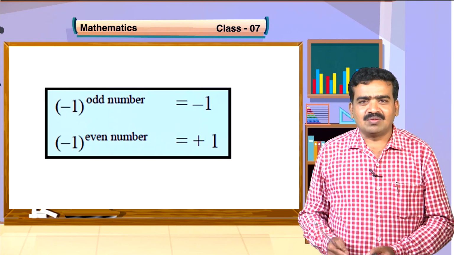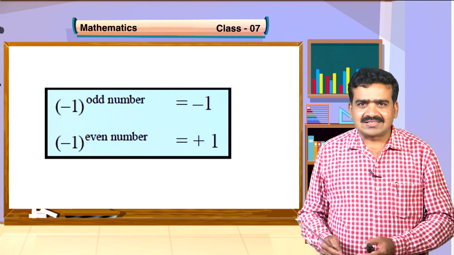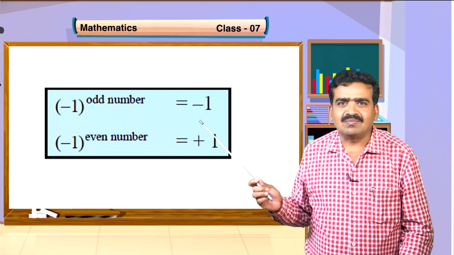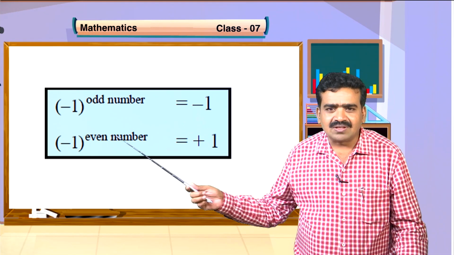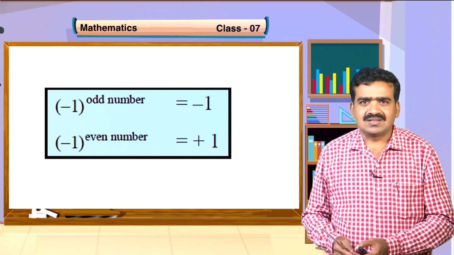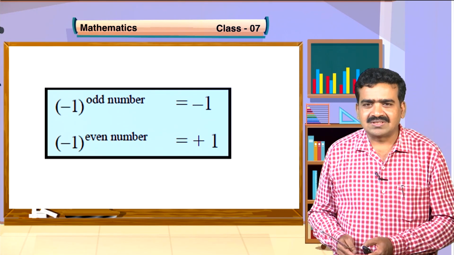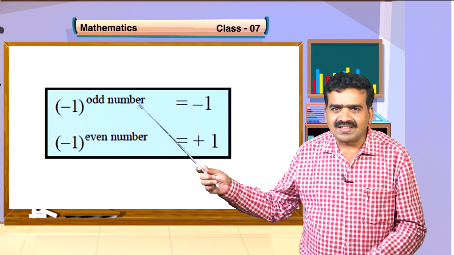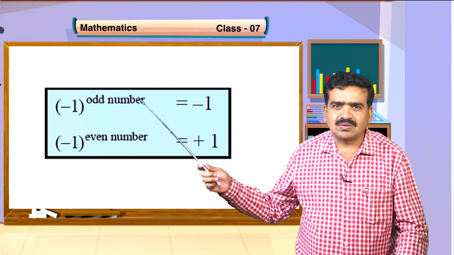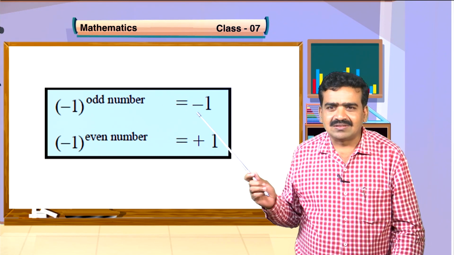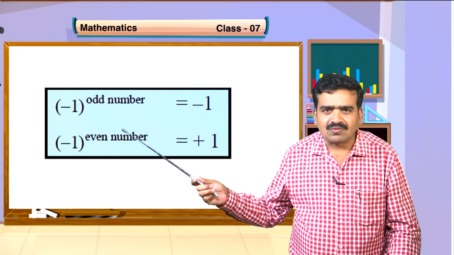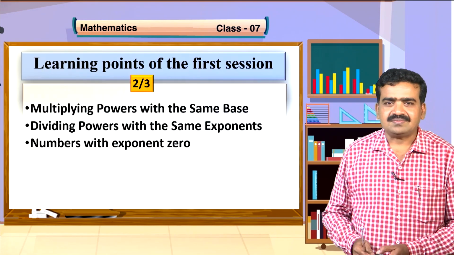Similarly, we come to know with an example that minus 1 to the odd power always yields minus 1, and minus 1 to the even power will always yield plus 1. So, based on this, we have solved a few problems. In all the cases, if there is an odd power like minus 1 to the power of 3, it yields minus 1. Similarly, minus 1 to the power of 4 gives us plus 1.